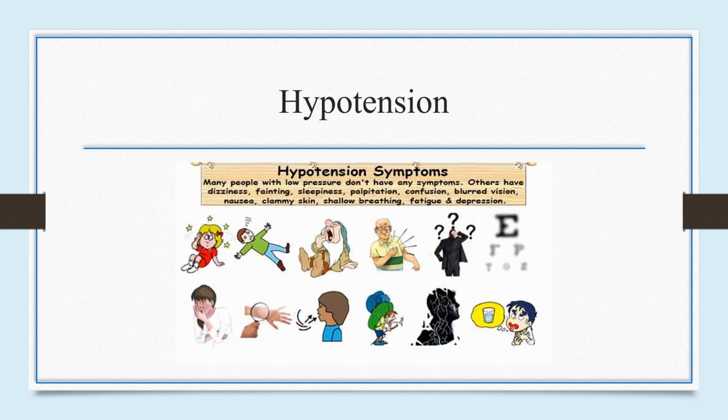Hypotension, or low blood pressure, is a systolic reading below 90 and a diastolic reading below 60. Low blood pressure might cause no noticeable symptoms, or it could cause dizziness, fainting, sleepiness, palpitations, confusion, blurred vision, nausea, clammy skin, shallow breathing, fatigue, and depression. Causes of low blood pressure range from as simple as dehydration to other more serious medical conditions. Medication to treat hypertension can also lower blood pressure and cause hypotension.